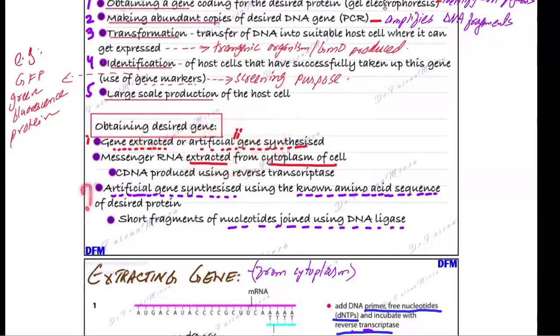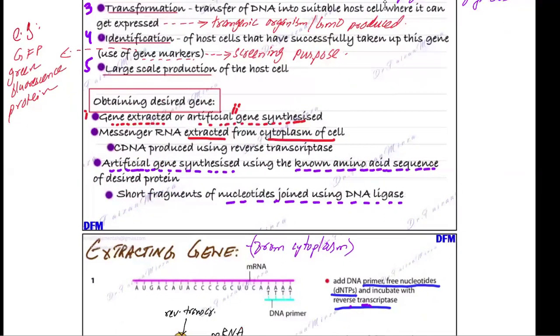How is the artificial gene synthesized? In this way, we already know the amino acid sequence of the desired protein which is being made. So knowing the amino acid sequence, we can predict which type of codons have to be placed, which nucleotide sequence has to be placed one after the other. We can add those short fragments of nucleotides using DNA ligase and the gene machine. We can add the nucleotides there, and according to the amino acid sequence, it will help you join all those nucleotides in a proper order. So it can be made in a way that it will end up having the codon sequence for that particular amino acid sequence that you actually wanted for the desired protein.